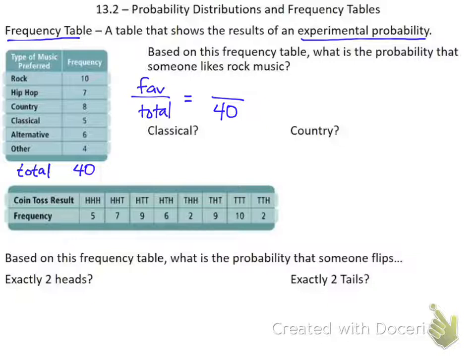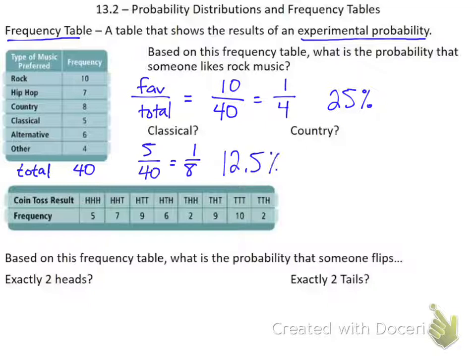For the first question, I want to know what the probability is that someone liked rock music. For rock music, there were 10 people, so I can reduce that down to 1/4, which is 25%. The second is classical music, so in the same way, it's going to go over top of 40. There were 5 people that liked classical music, which reduces down to 1/8, which would give me 0.125 or 12.5%. For country music, there were 8 people out of the 40 that chose country music, which would reduce down to 1/5, and 1/5 would be 20%.